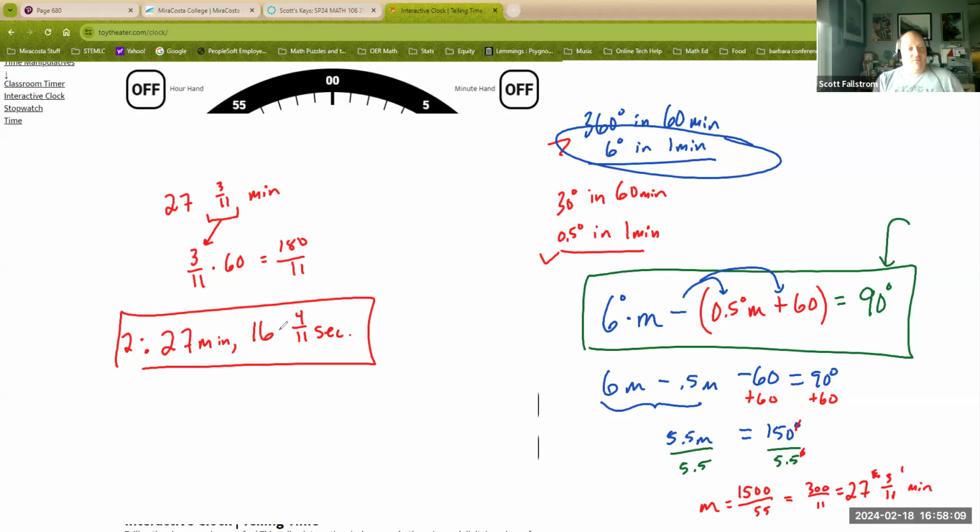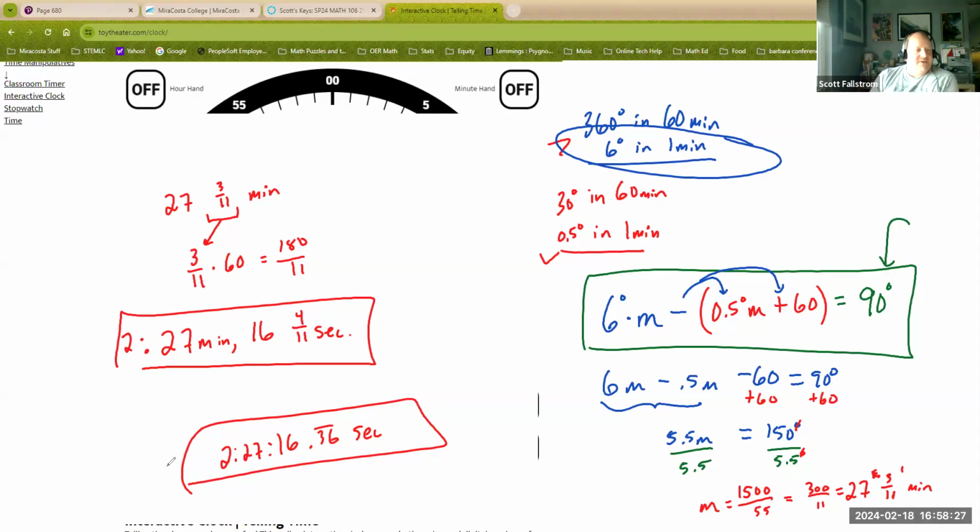Phew. Let's see, what else could you have done? I would have accepted 2:27 and 16 point, whatever this 36 repeating. You could have put it that way as well. I would have taken that. Either one of those.